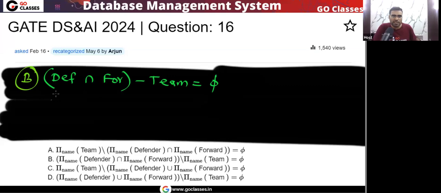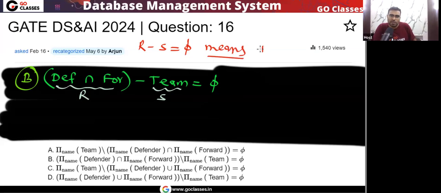Again the same thing. Assume this is R, assume this is S. R minus S is phi. What does that mean? R minus S is phi means every element of R is in S, means R is a subset of S.